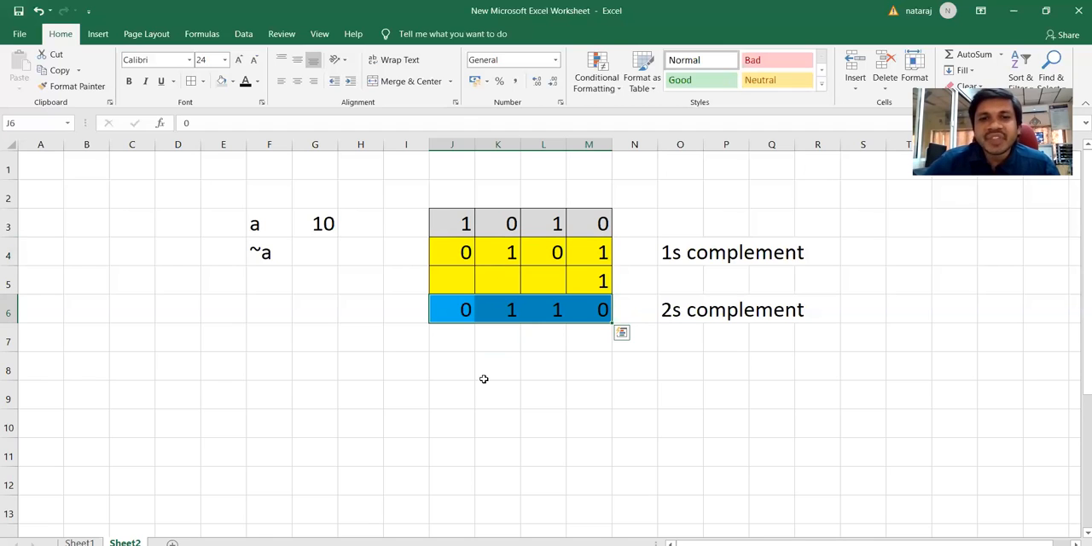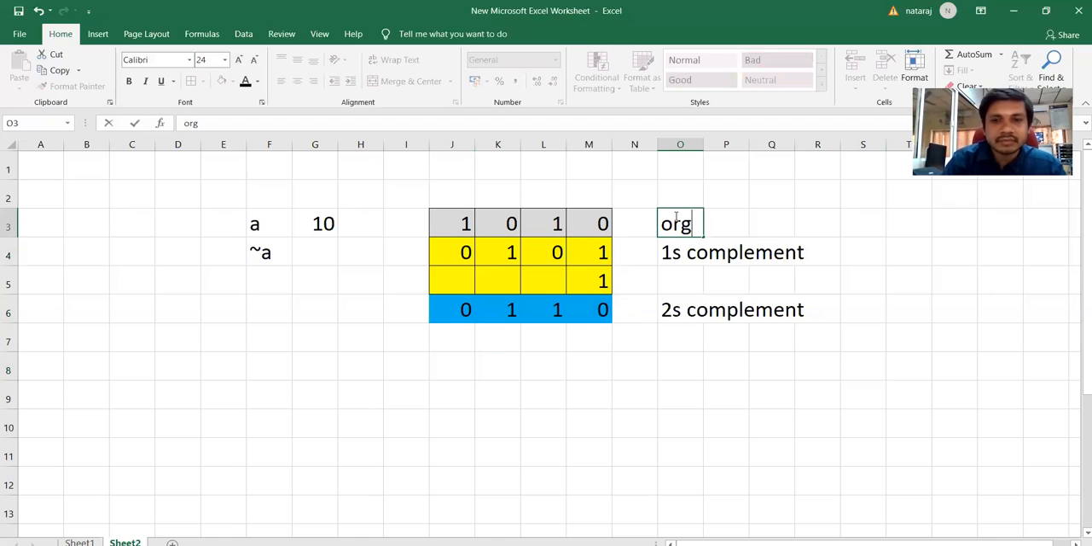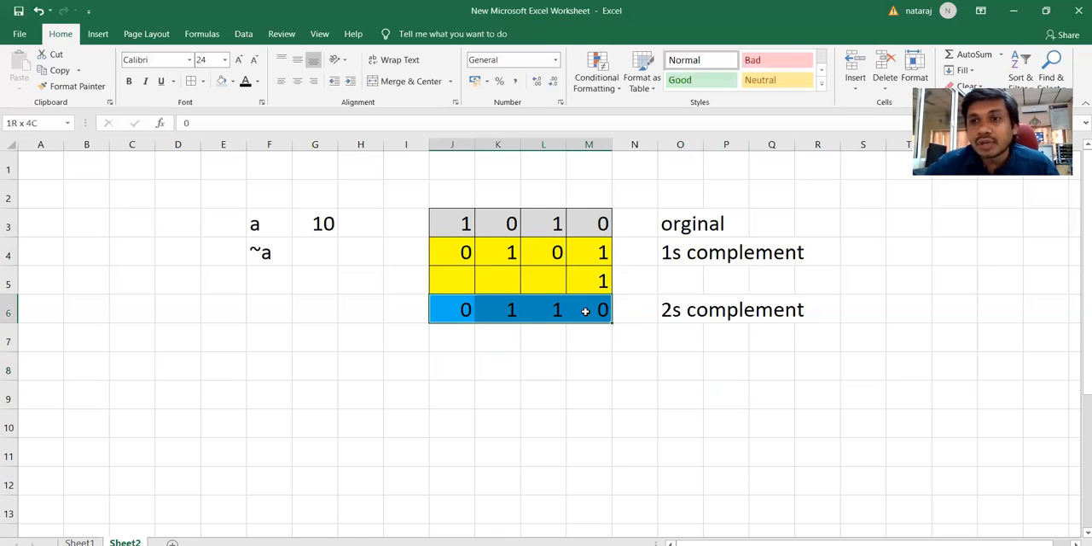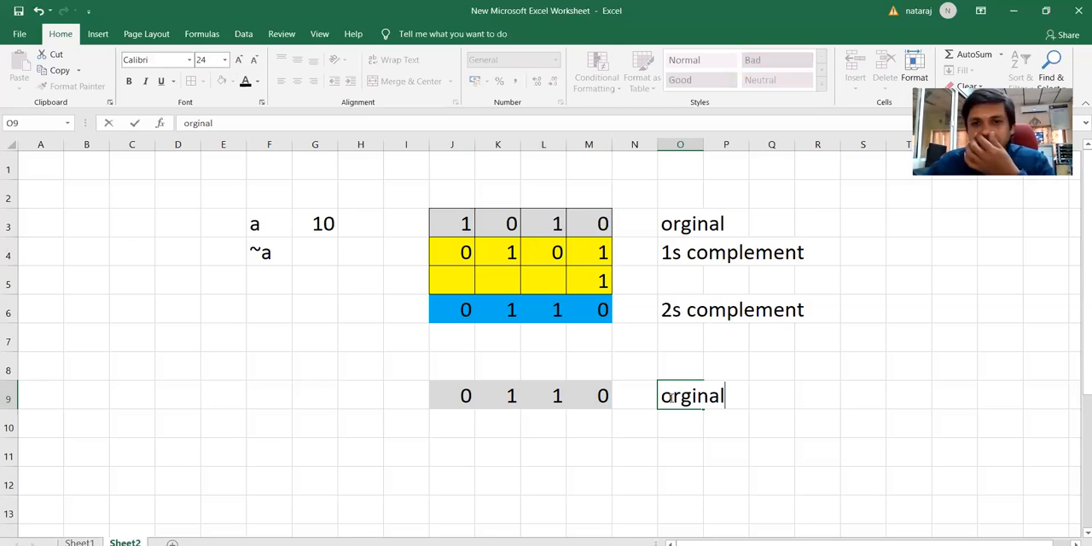Fine. Now 2's complement of 2's complement is the original number. This is your original number. Now I'll take this as an original number and calculate the 2's complement. Let's see what happens. 0110. Okay, let's say this is the original number. Calculate the 1's complement, which means all zeros should become ones.